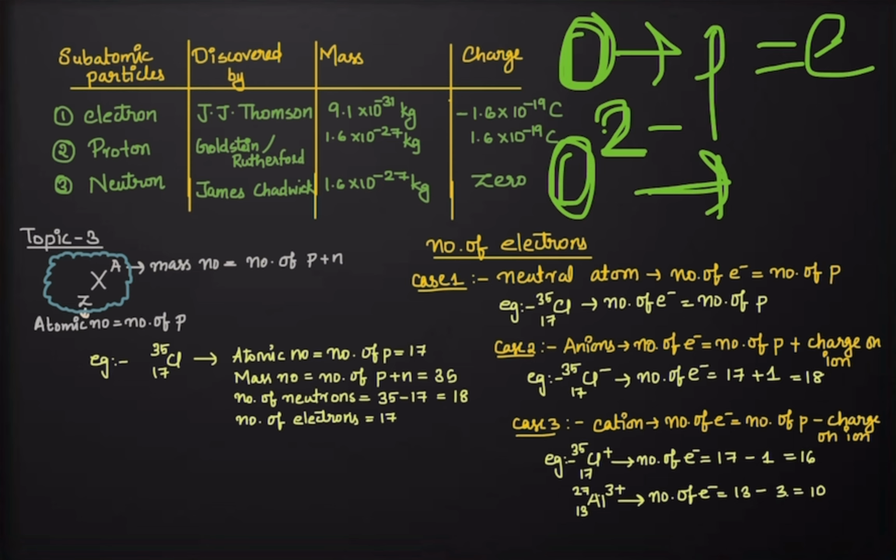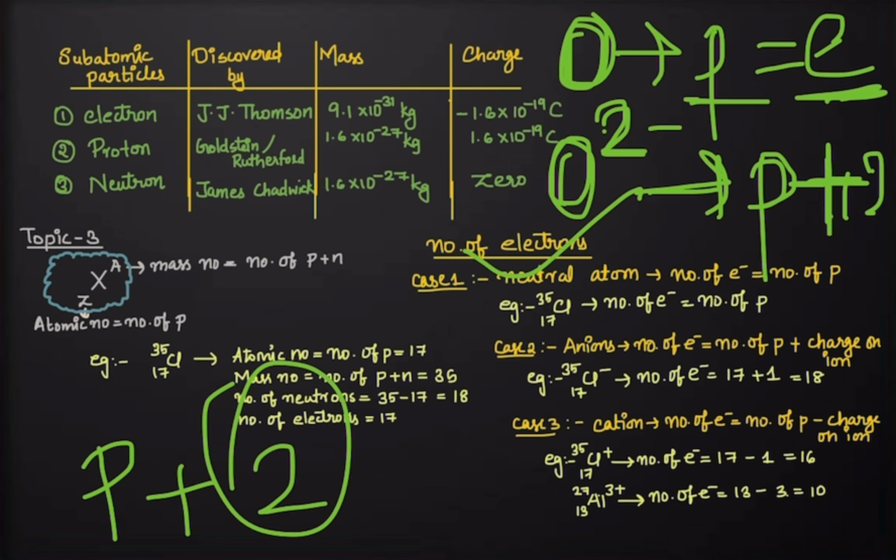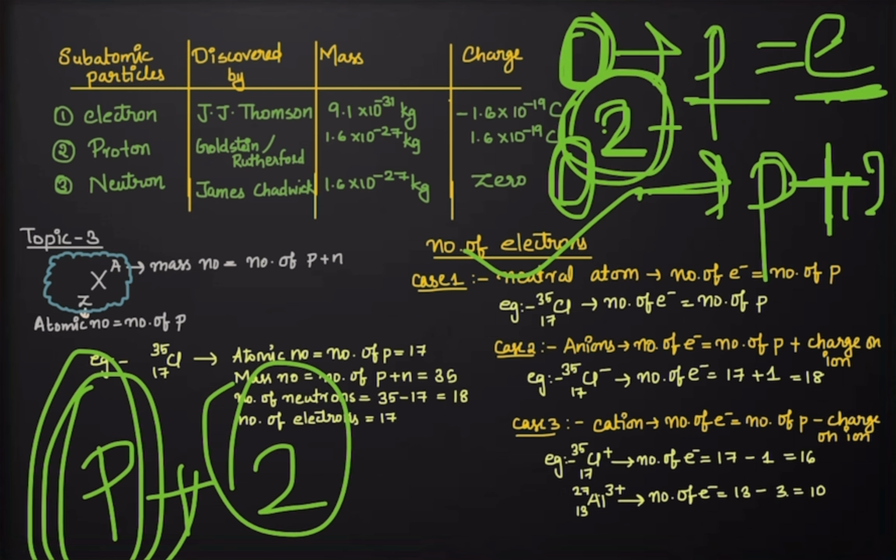In a neutral atom, protons equal electrons. If 2 electrons are added into oxygen, the total number of electrons will be equal to total number of protons plus 2. In case of O2 minus, number of electrons is equal to total number of protons plus 2. That means 2 electrons are added. In anions, number of electrons is equal to number of protons plus charge. This is the charge, 2 minus is the charge on the anion.